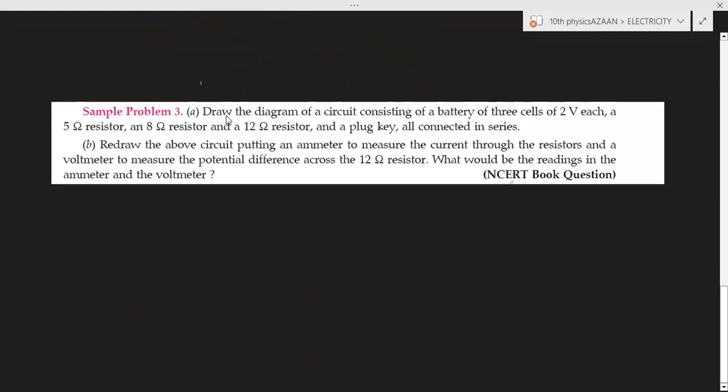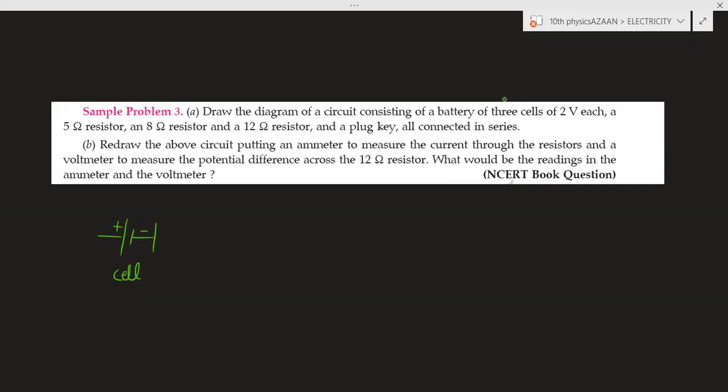In this question, they are saying draw the diagram of a circuit consisting of a battery of three cells. So first of all, we should know what is the symbol of a battery. A battery is drawn like this. What is the symbol of a cell? A cell is drawn like this. This is the symbol of a cell. This is the positive terminal, this is the negative terminal. A single cell. Combination of cells is a battery.